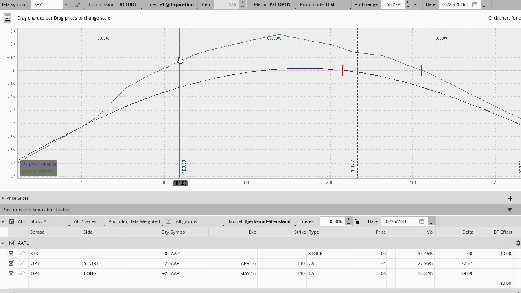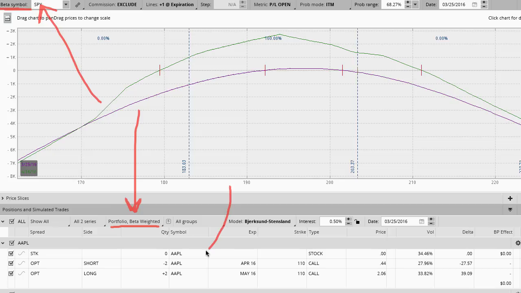Okay. Now inside Thinkorswim and inside most broker platforms, you have the ability to do this. So in our case, we go into the Analyze tab, we just type in the symbol that we want to look at, the beta symbol that we want to look at, and that's SPY. And then down here below, we just have to say, okay, we want to look at portfolio beta weighted, which means that we want to take all of the positions that we have.